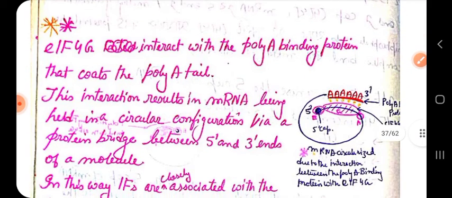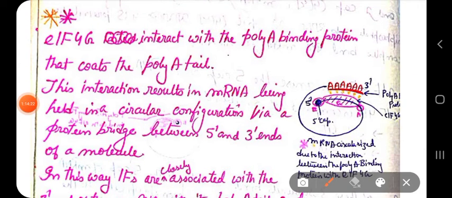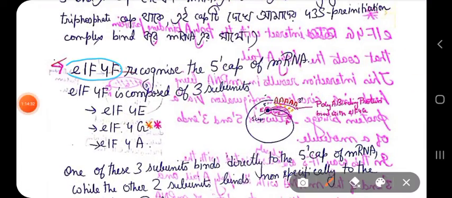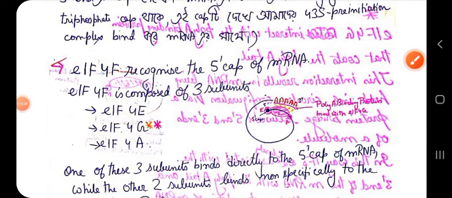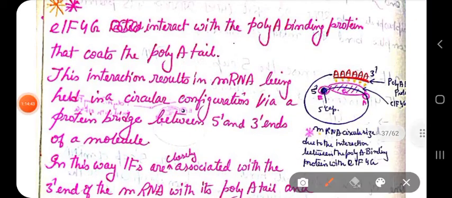Now, a strange thing I want to say: that EIF4G that I have mentioned, I have said that EIF4G is also a subunit of EIF4F. Well, you can see here it has three subunits. So this EIF4G I have given a star mark. Why? Because EIF4G has a special property, and that is that EIF4G can interact with the poly A binding protein.